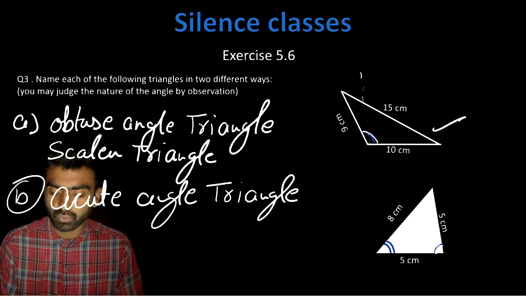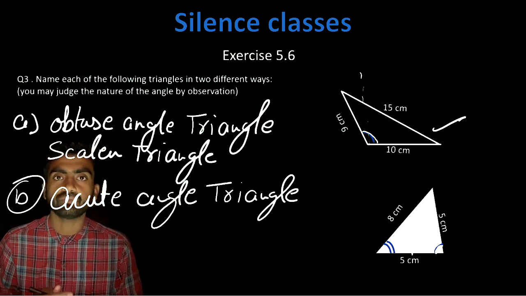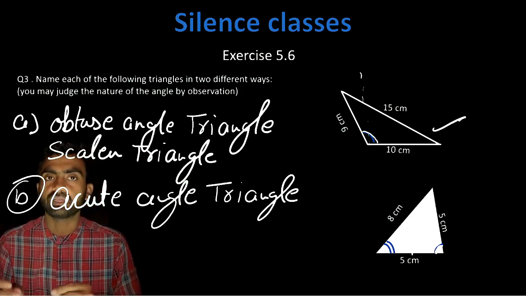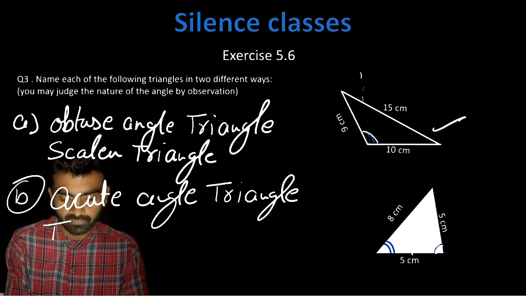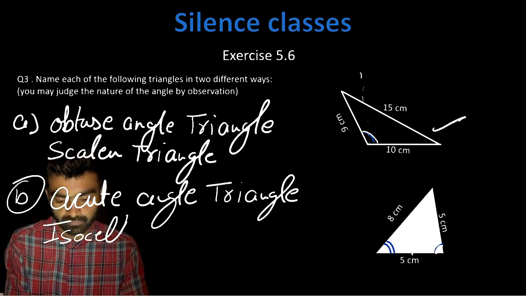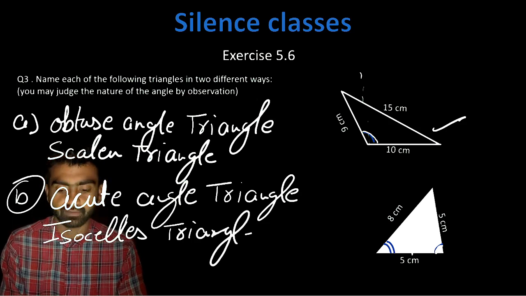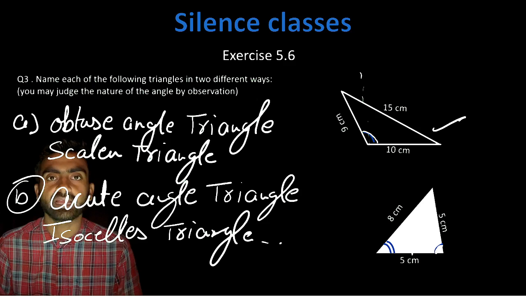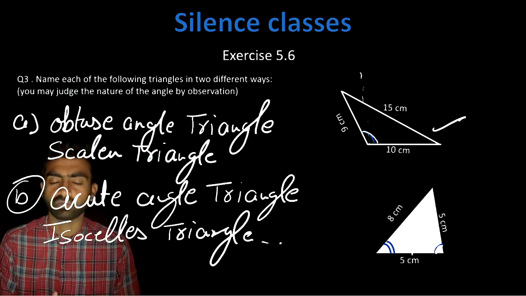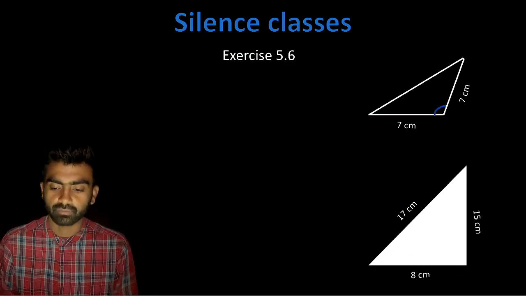But over here two sides are equal. Whenever two sides of a triangle are equal, it is known as an isosceles triangle. Okay, so it is known as an isosceles triangle. I hope you guys understood. It is very easy. Okay, now let's move to the next part.